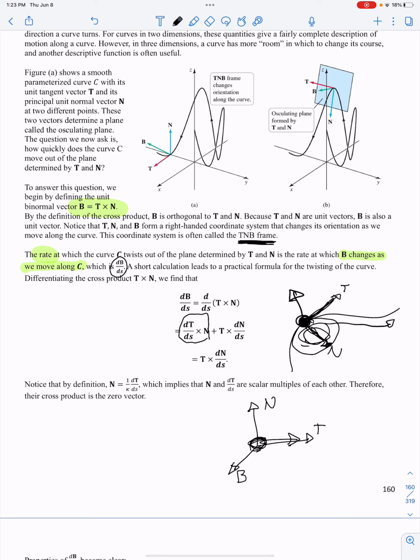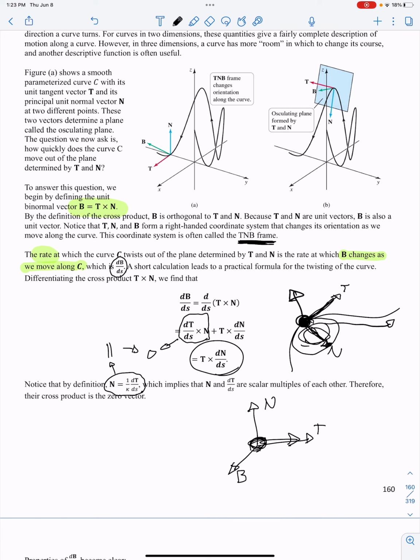This, by definition, is equal to 0, right? They are parallel, by definition. You can see that down here. That's just by a definition that we came up with: 1 over kappa is the curvature. So we see that they are scalar multiples of each other, which means that they are parallel. If they're parallel, the cross product is 0. So that's 0, and we're left here. Therefore, the cross product is 0. We're going to move forward from this.